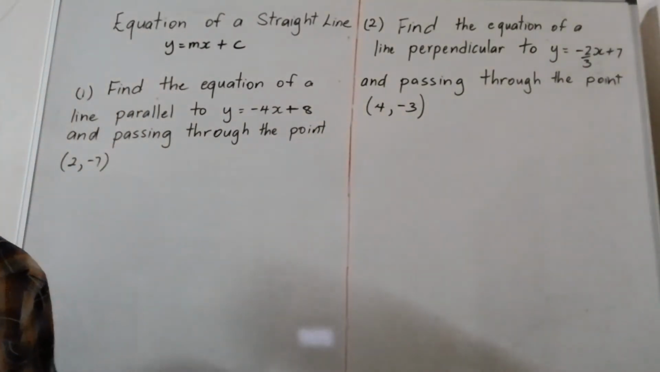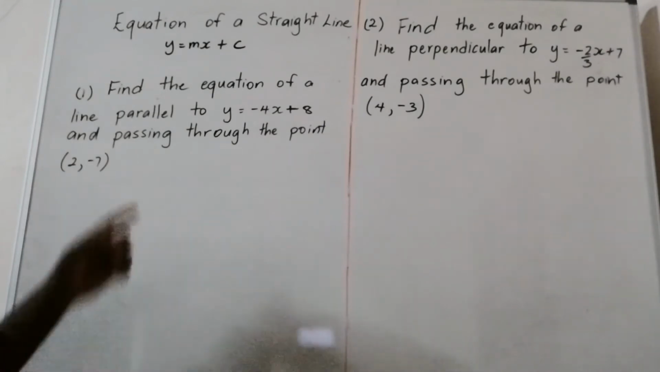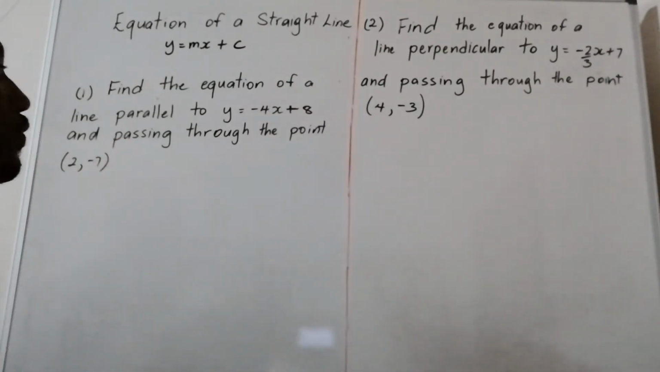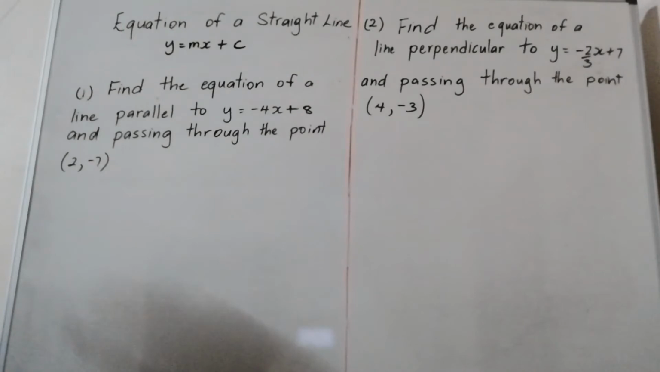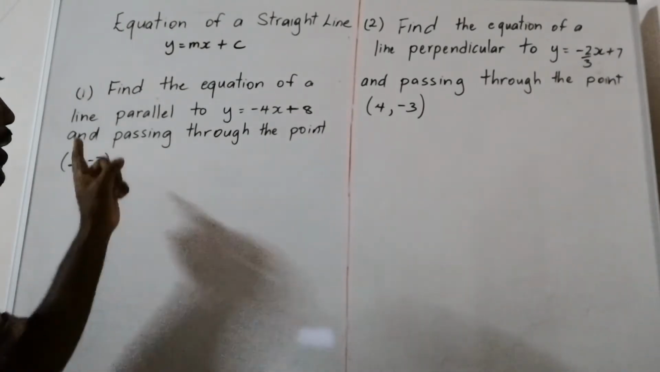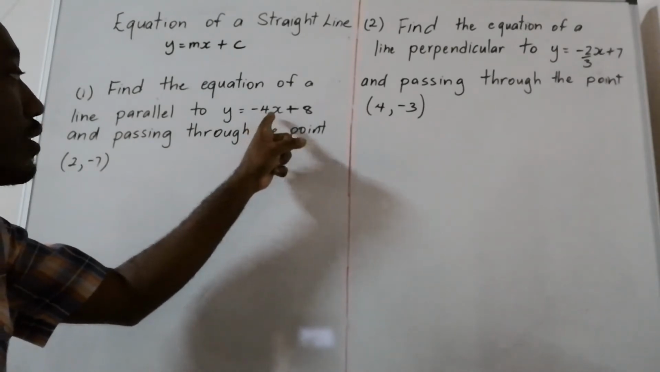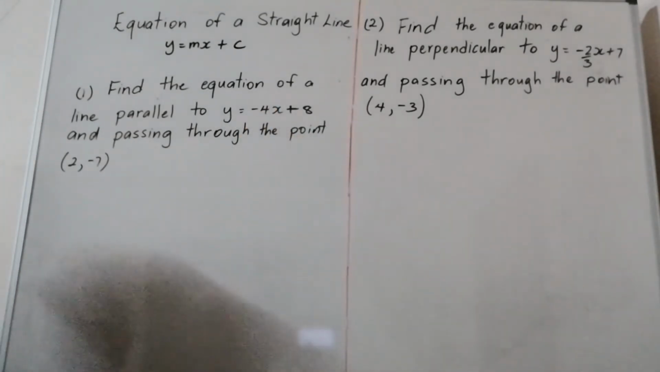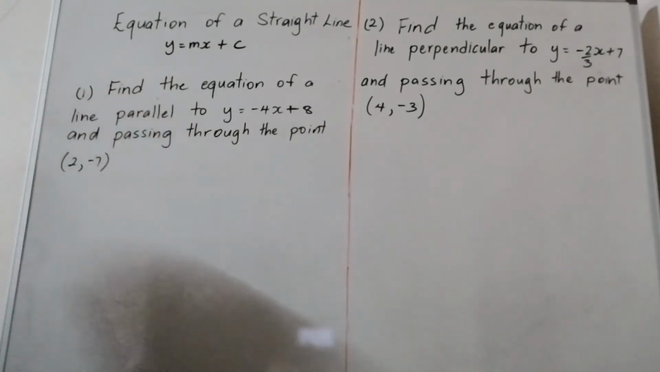Alright, now we're going to solve this equation where it says find the equation of a line parallel to y equals minus 4x plus 8 and passing through the point (2, -7). So first of all, we know that the equation of the line is given as y is equal to minus 4x plus 8. Now we also know that a line parallel to that will have the same gradient.